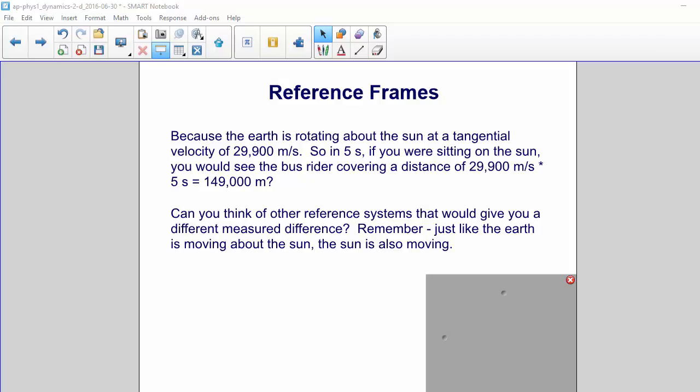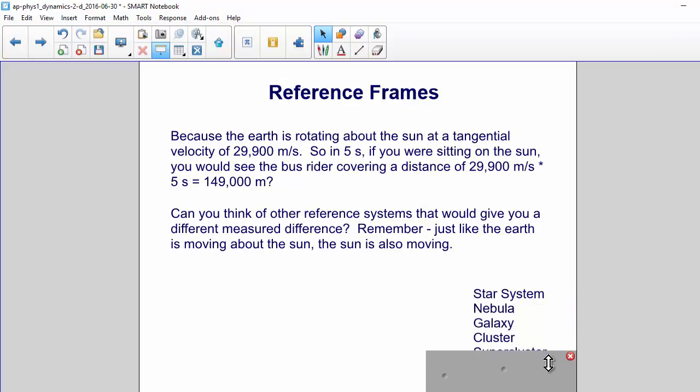So in 5 seconds, if you were sitting on the Sun, you would see the bus driver covered a distance of 29,900 meters per second times 5 seconds, which is 149,000 meters. Can you think of other reference frames that would give you a different measured difference? Remember, just like the Earth is moving about the Sun, the Sun is also moving. So some of those reference frames might be things like a star system, nebula, galaxy, cluster, supercluster, and so on.